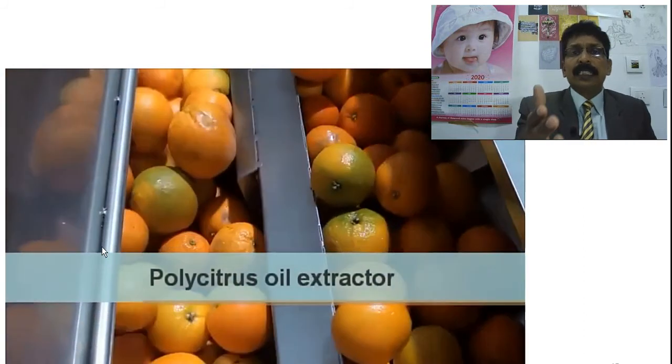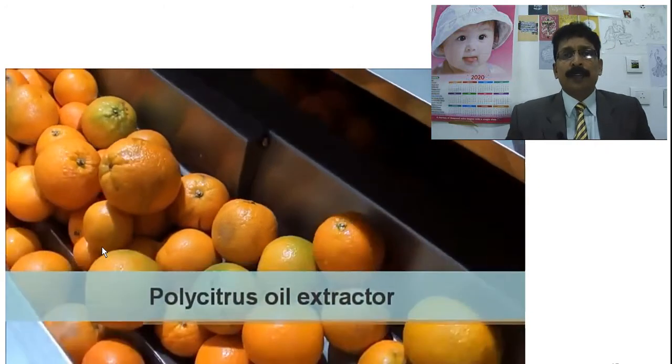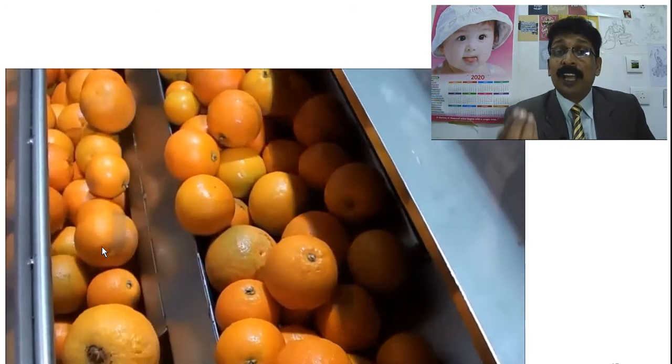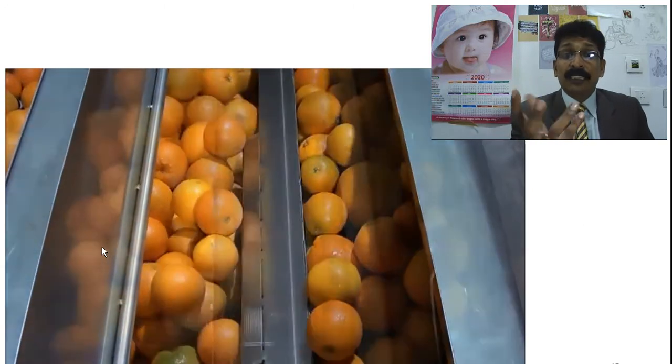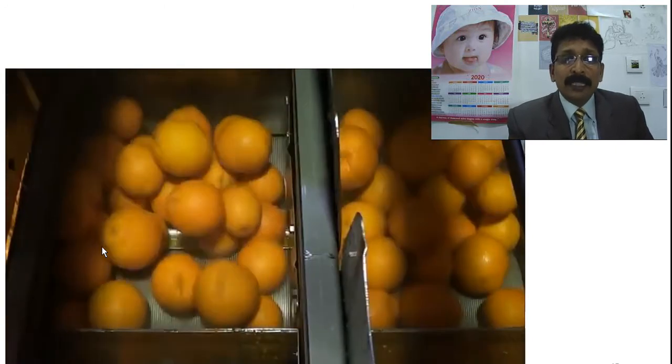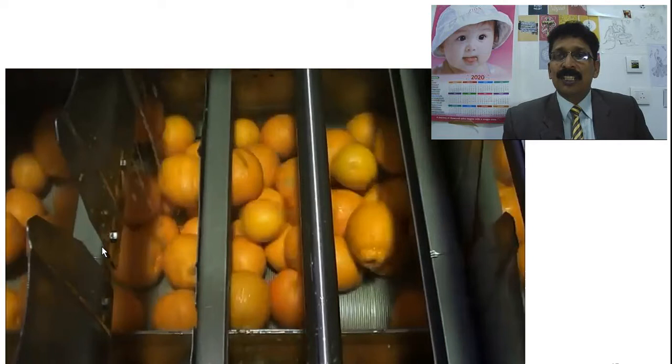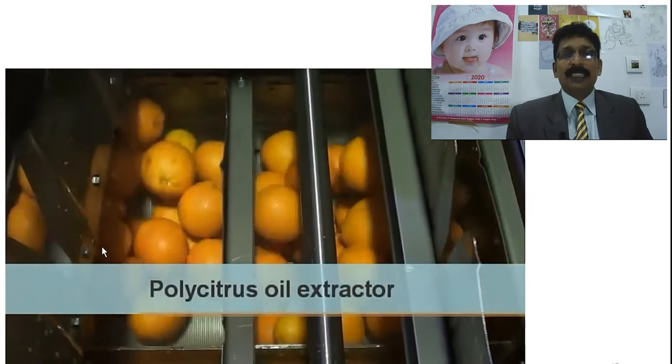You can see how the oranges are put on the conveyor and taken by the machine. This conveyor takes the oranges to the particular place where the pins are, to remove the oils from the skin of the oranges. I hope you can see clearly how they are rotating. They are rotated by needle-like projections below the oranges, which take the oils from the skin and from the ducts of the oranges.